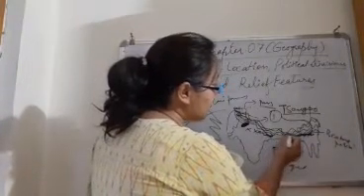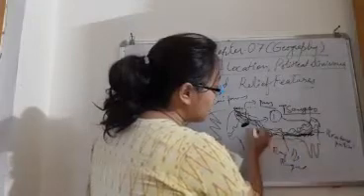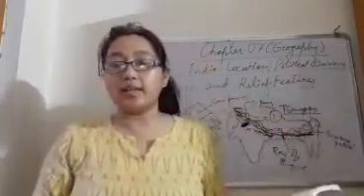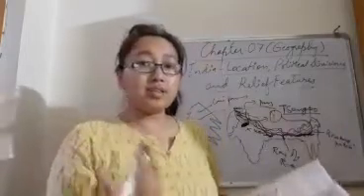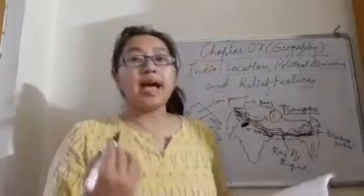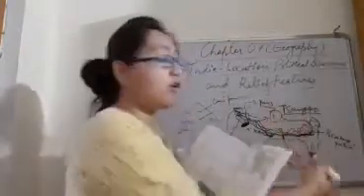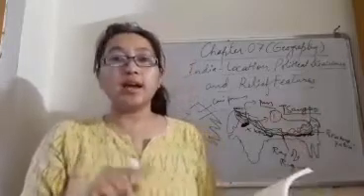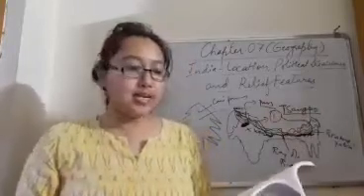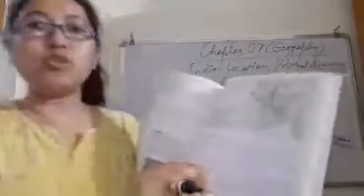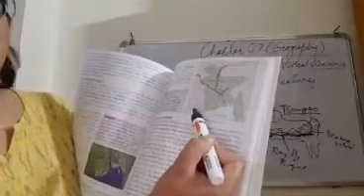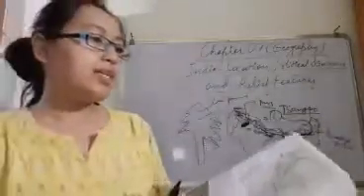Now this Brahmaputra and Ganga river make the world's largest delta. That is known as the Sundarban Delta. And because that delta is formed by the two major rivers, Ganga and Brahmaputra, it is also known as the Ganga-Brahmaputra Delta, right? So it's given here also. A major portion of this Ganga-Brahmaputra Delta is in Bangladesh, and a small portion is in India, right?